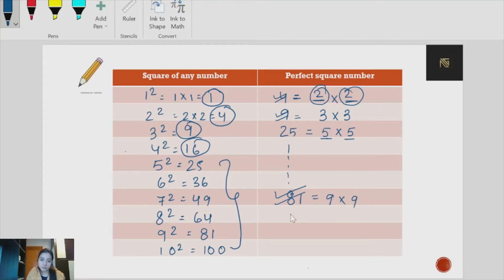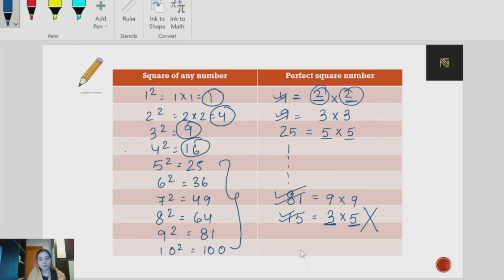Now let's check for another number. Suppose I am taking another example, 15. Now check whether this is a perfect square number or not. So 15 we can express as 3 times 5. So definitely we are not getting a product of two same numbers. Here 3 and 5 are not the same number, so 15 is not a perfect square number.